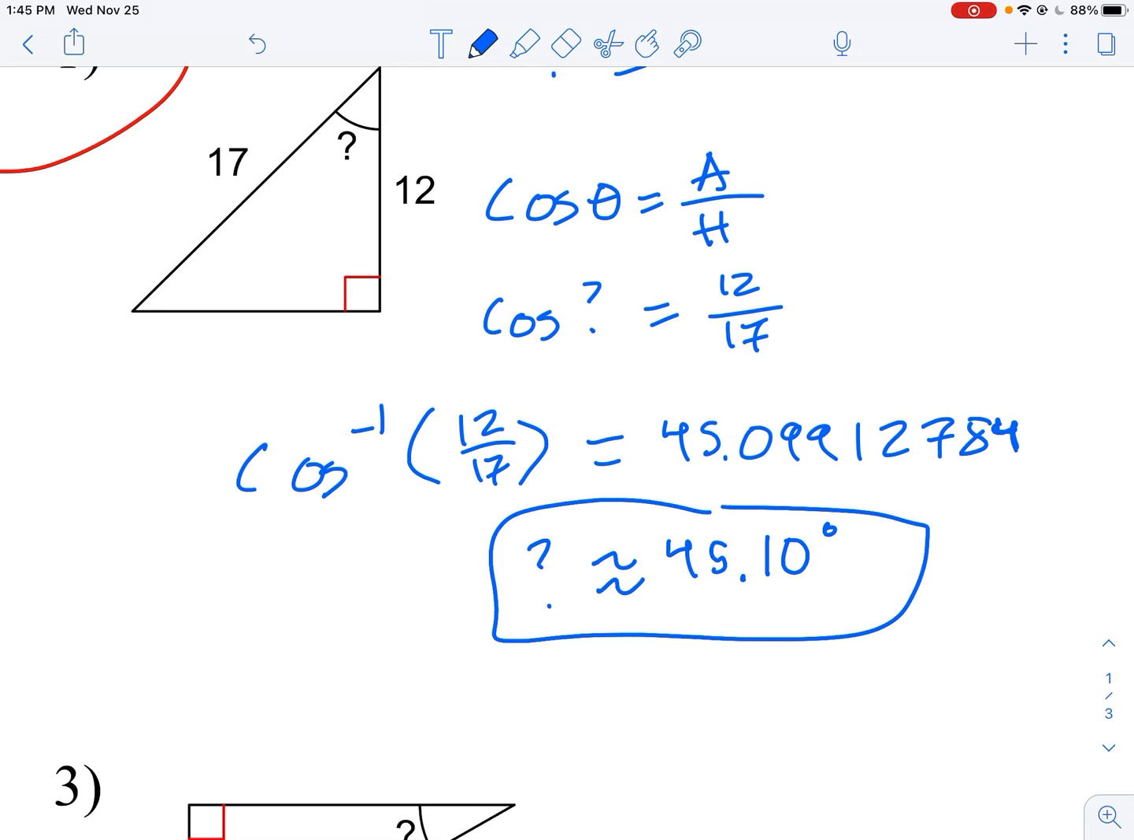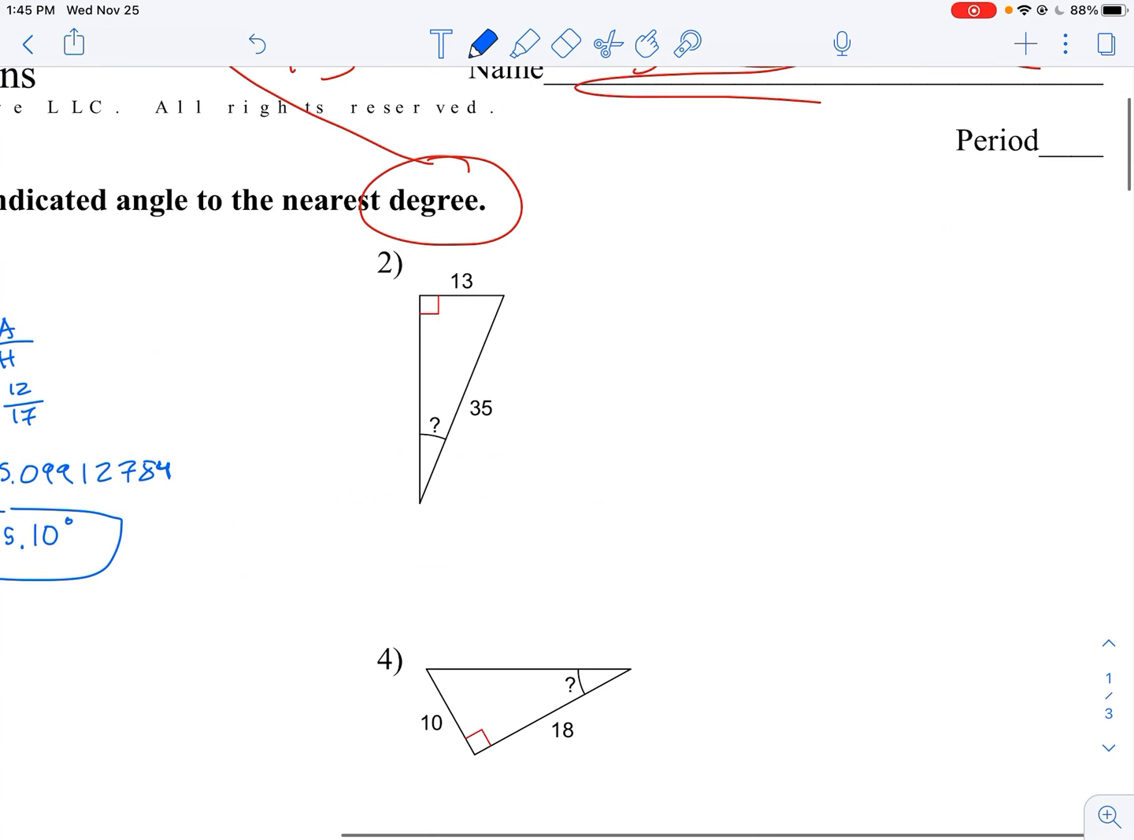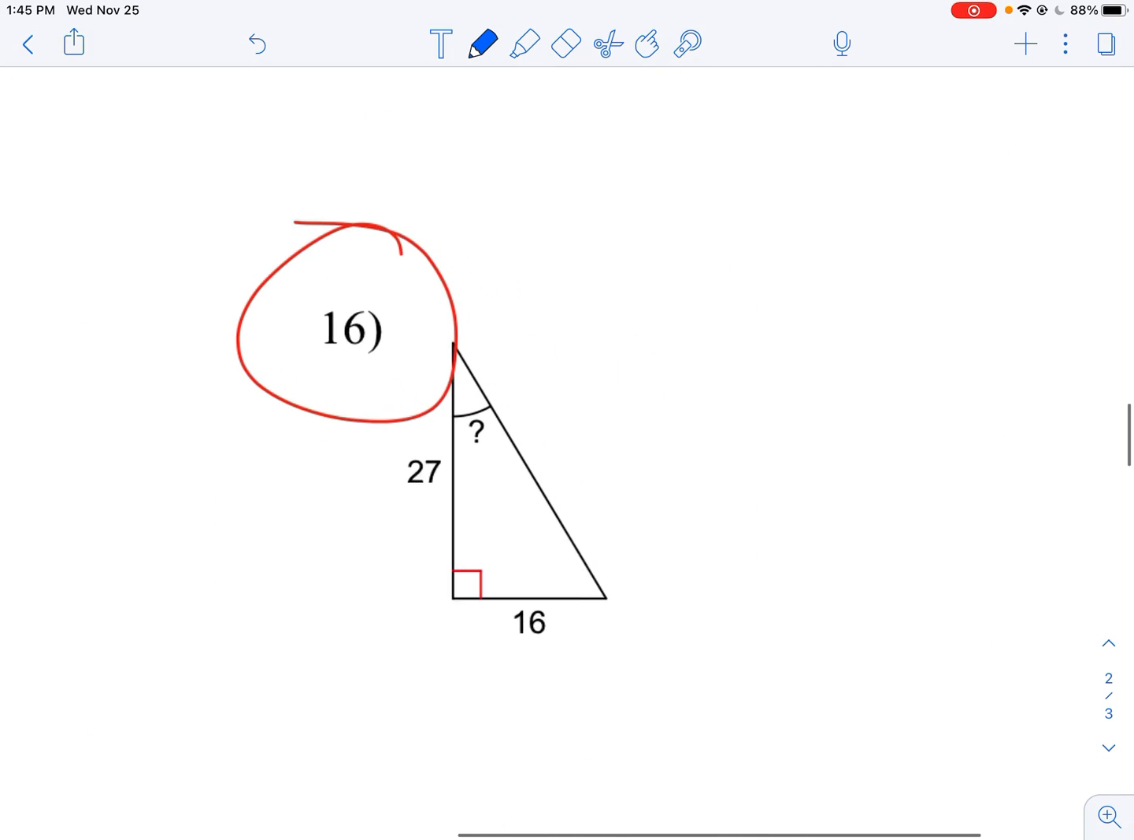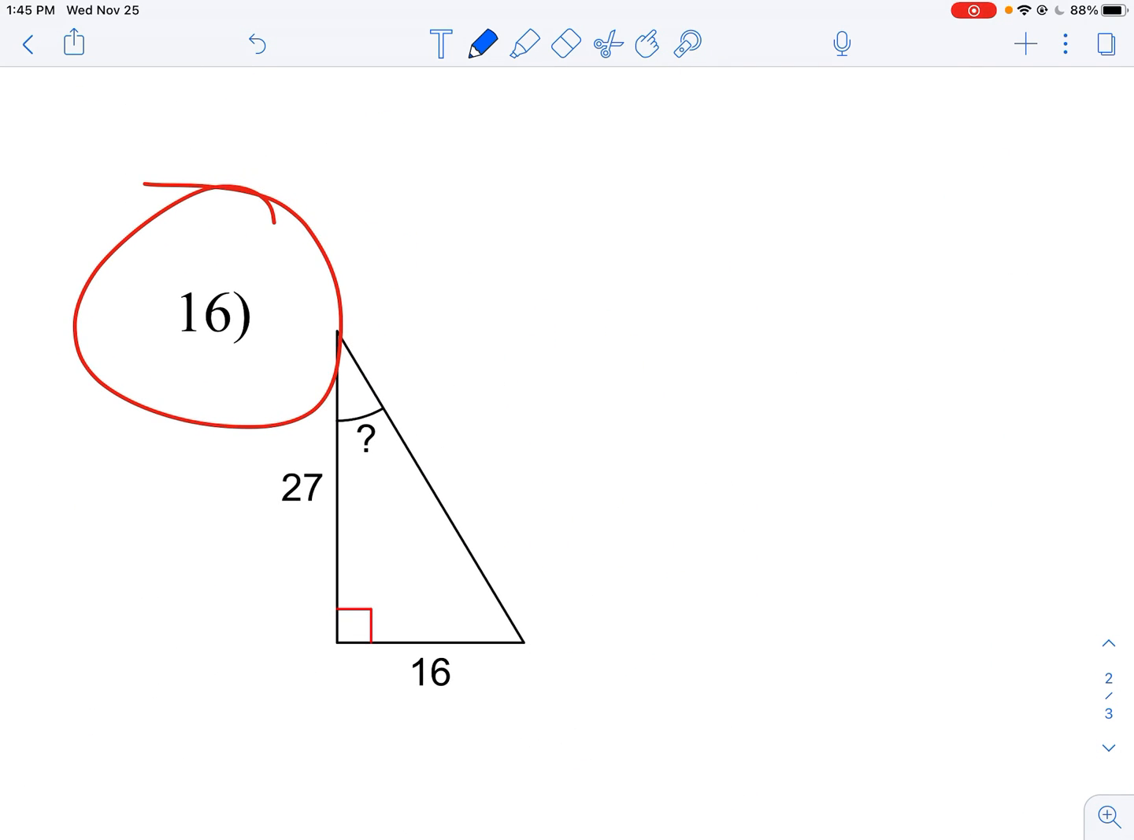And that's the whole process. You set up your equation, fill in the numbers that you have, and then use the inverse trig of it to get that missing angle. So this is pretty quick. Let's jump over to this one. So 16 here. I would like for you to pause the video and see if you can set up the equation. Which trig function is it? And then put the numbers in the right spot.